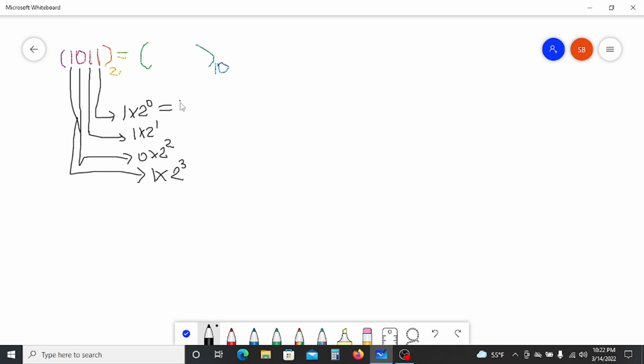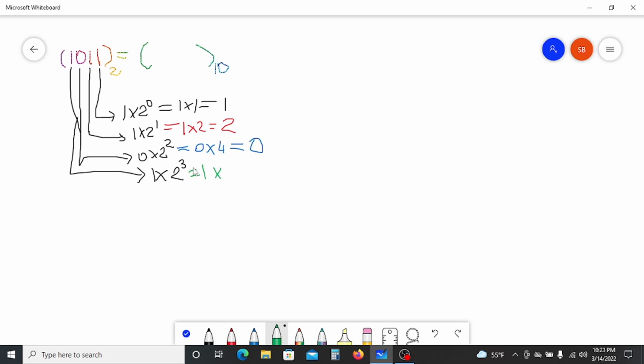Okay. 1 times 2 to the 0 is 1, 1 times 1 is 1. Let's get a different color. 1 times 2 to the 1 is 2. It is equal to 2. And the third line, 0 times 4 is 0. And the last digit, 1 times 2 to the power of 3.